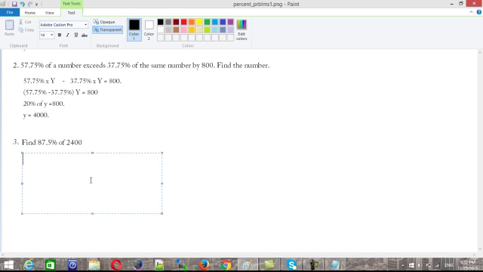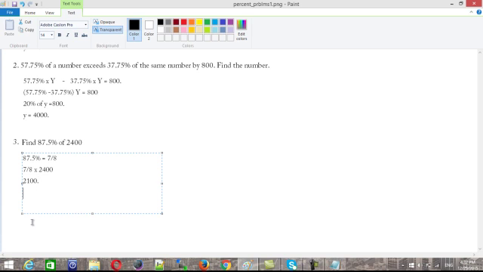From the previous videos, we will know that 87.5% is equal to 7 by 8. So if we write 7 by 8 in the place of 87.5%, it becomes 7 by 8 into 2400. So then if we solve this, 7 by 8 into 2400 becomes 2100. So 87.5% of 2400 is nothing but 2100. This problem is very simple, as we know the value of 87.5% in fractions.